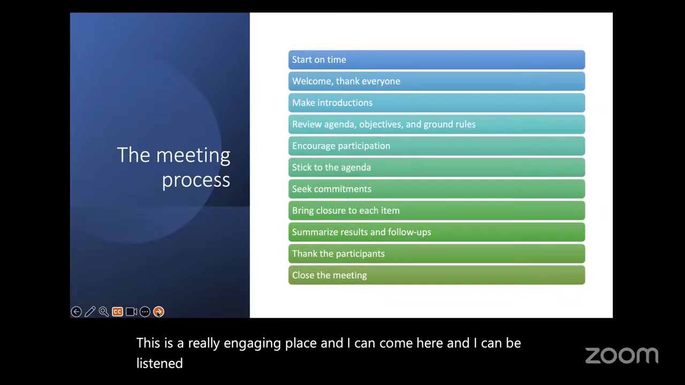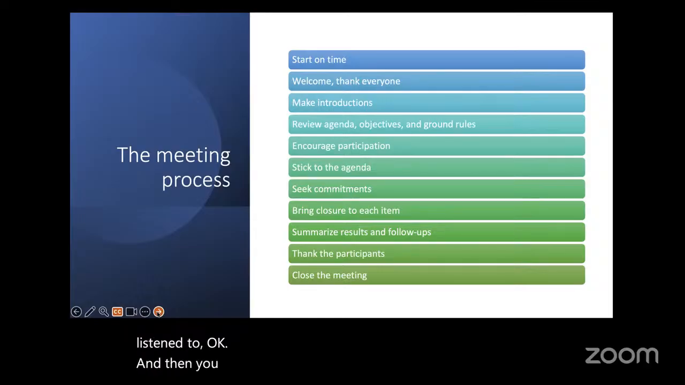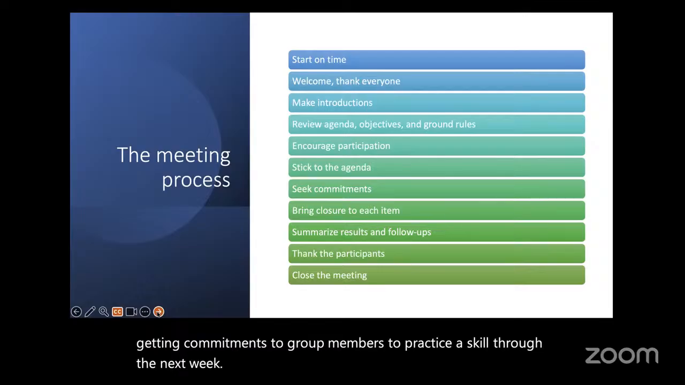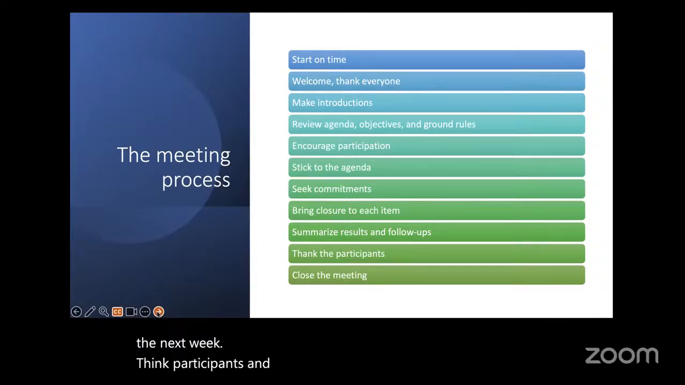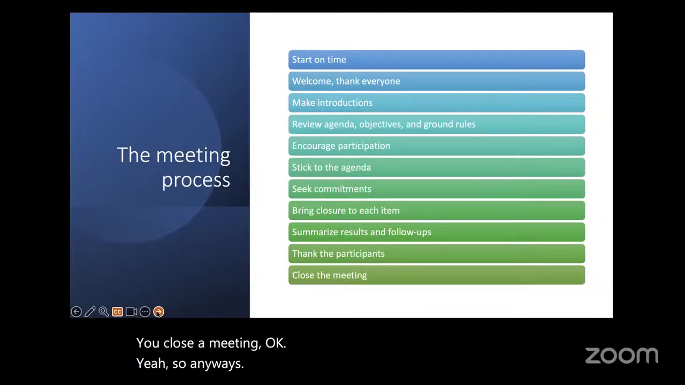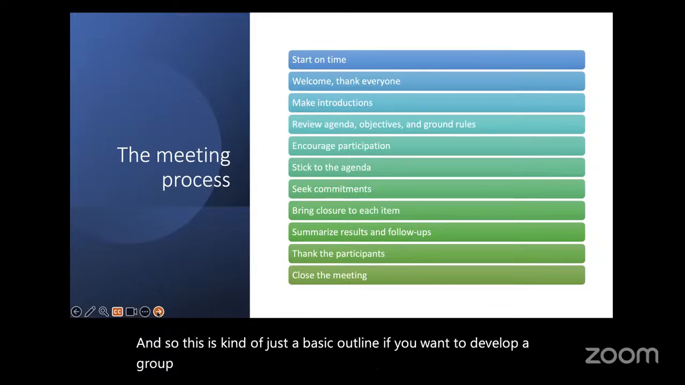And then, summarize results and do some follow-up, getting commitments from group members to practice a skill through the next week, thank participants, and then close the meeting, however you close a meeting. So this is just a basic outline if you want to develop a group, a way to think about how to structure it.